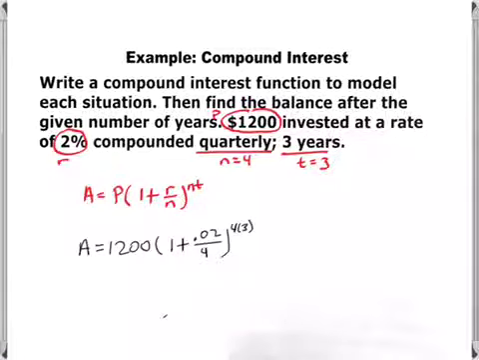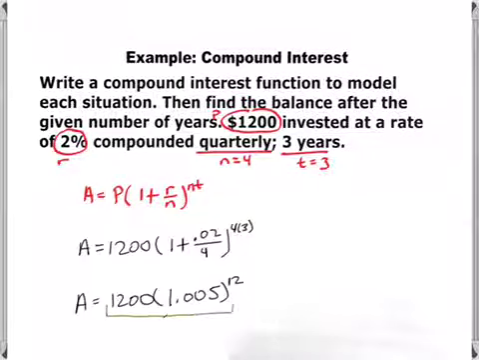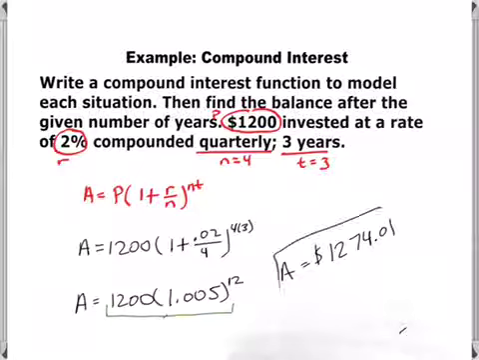But before we plug this in our calculator, let's try simplifying down what's in the parentheses first. And so for this one, if we simplify it down, we get 1,200 times 1.005 raised to the 12th power. Now that I've simplified that down, I can put this in my calculator, and I should get that after 3 years, we currently have $1,274.01.